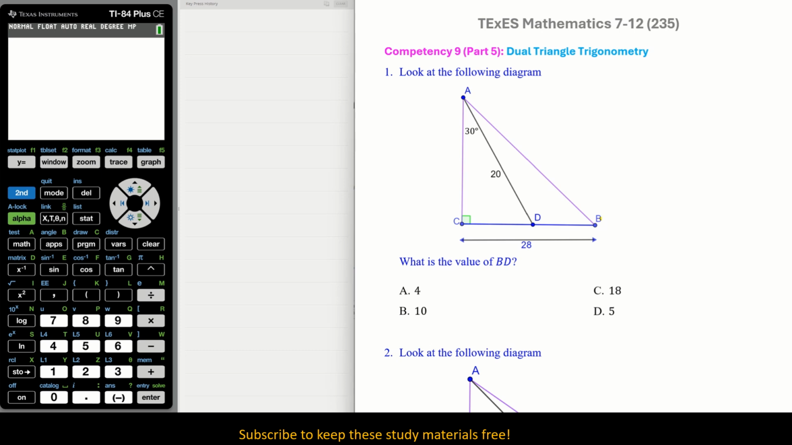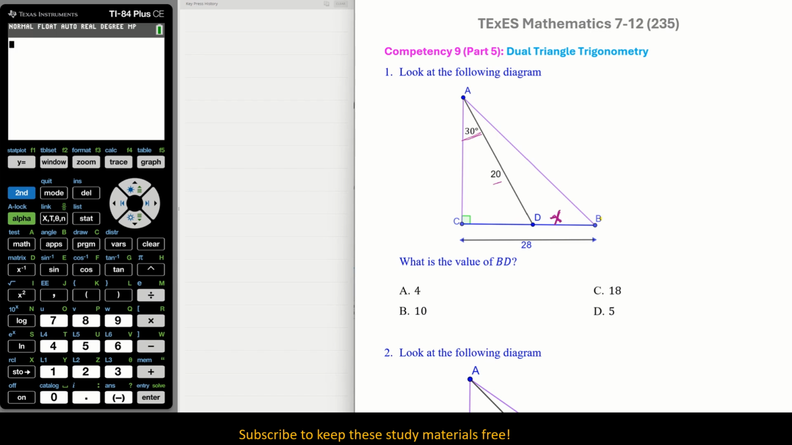Number 1, look at the following diagram. They give you a degree measure, and we have a length here, and then we have a full length from C to B. However, they ask, what is the value of BD? So I'm going to call this X.